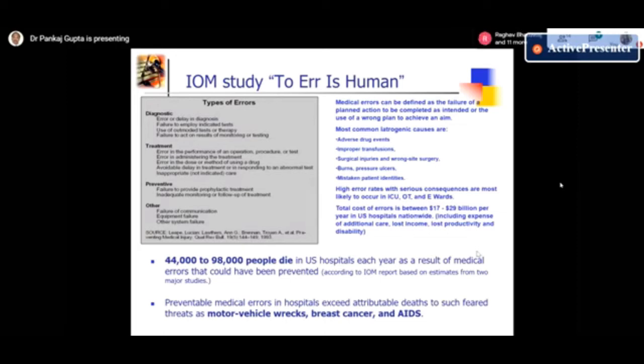Now this is a US study. If you look at India, we don't have any such study. So what is the error rate in India? We don't even know. Obviously, given our systems, it's much, much worse.